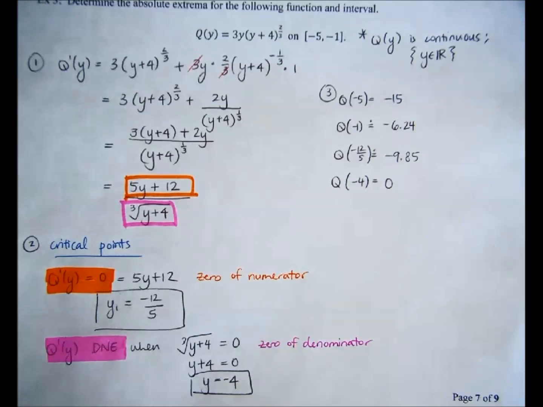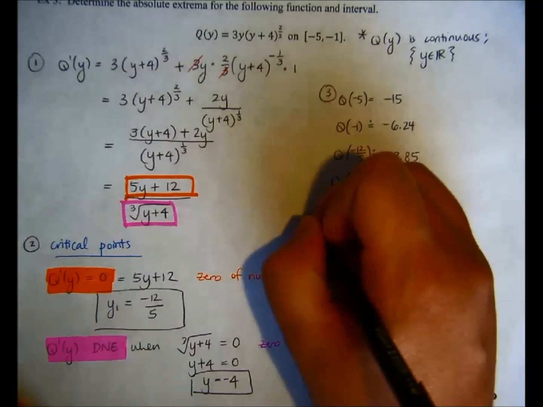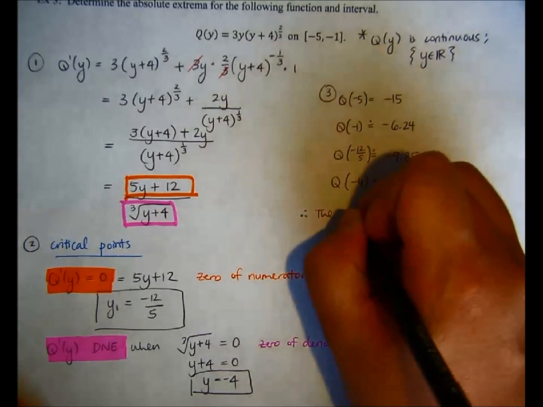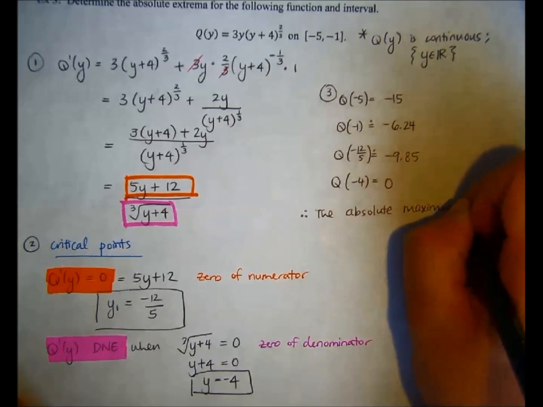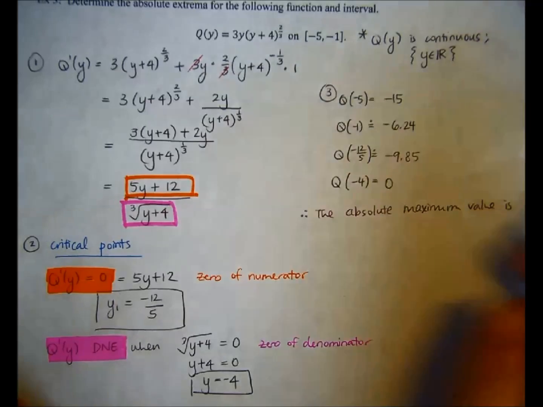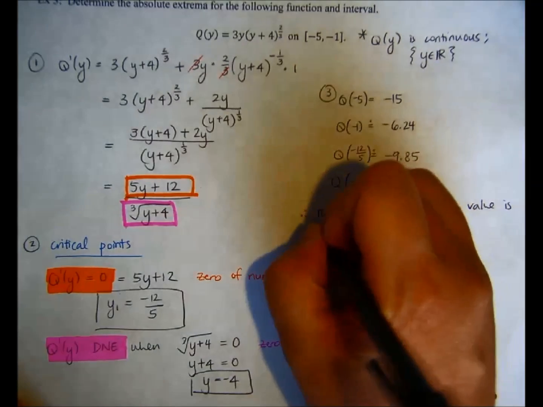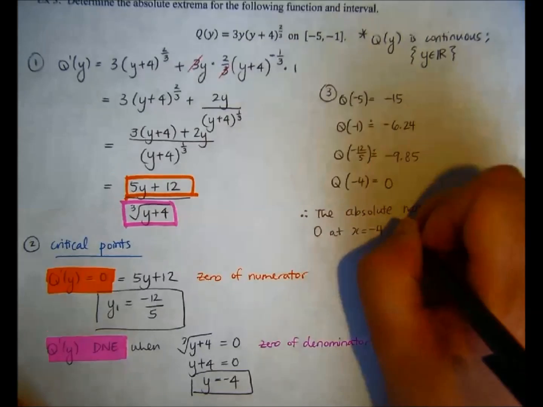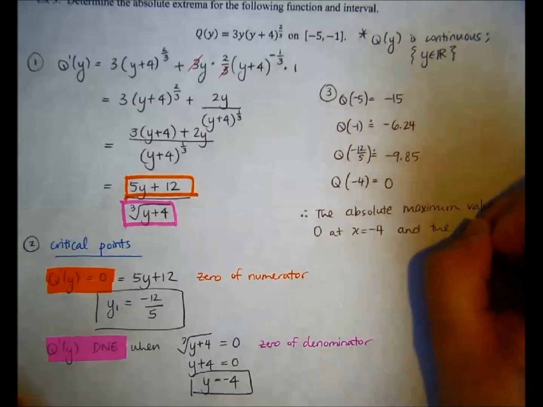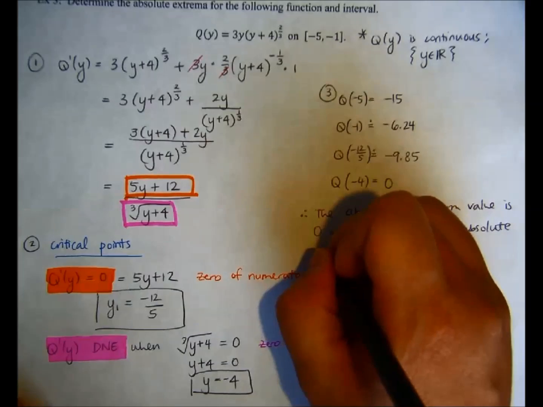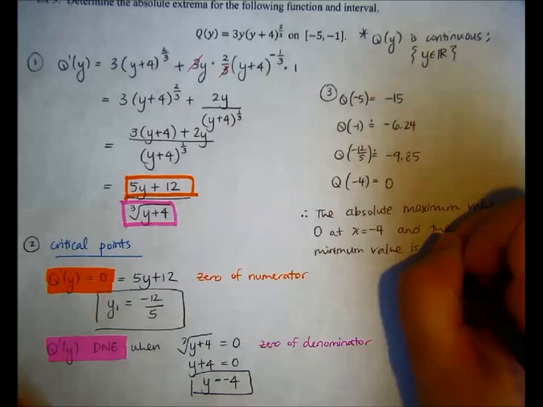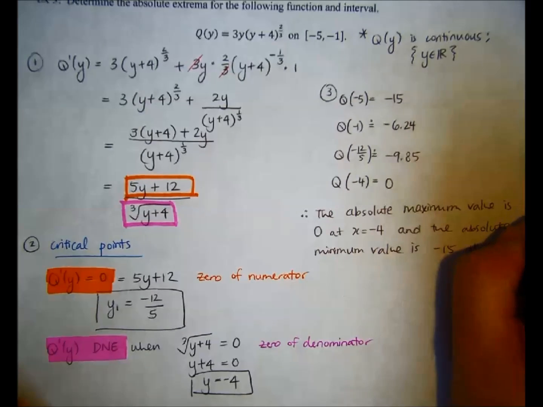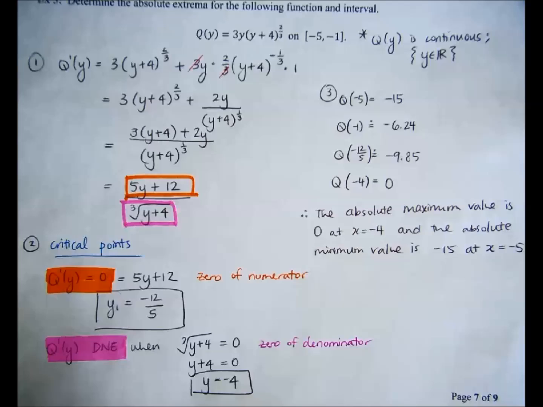q equaling 0. Okay. So that means that we can say, therefore, the absolute maximum value is 0 at x equals negative 4, and the absolute minimum is negative 15 at x equals negative 5. That's it.